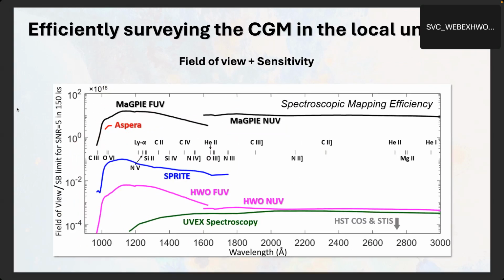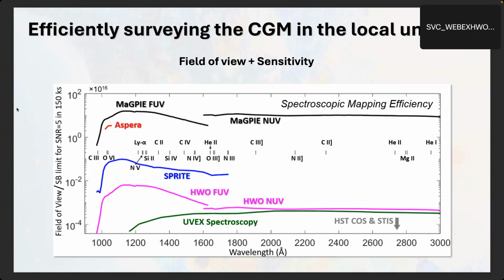So I'll just conclude that for these types of observations, we came up with a figure of merit called spectroscopic mapping efficiency. This is the instantaneous field of view of your system and the surface brightness limiting magnitude to achieve some SNR. So you can see that a mission like Magpie is really designed for this kind of work. Even something like Habitable Worlds, which is extremely sensitive, is just not very efficient due to its high resolution and necessarily smaller field of view because it's a large instrument.